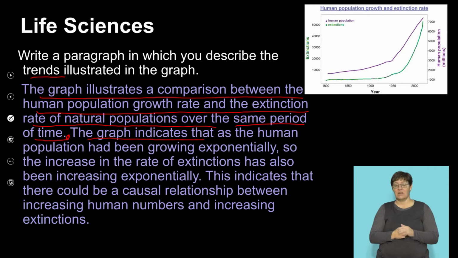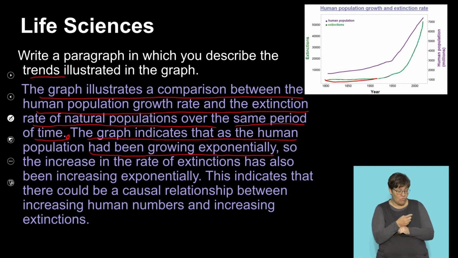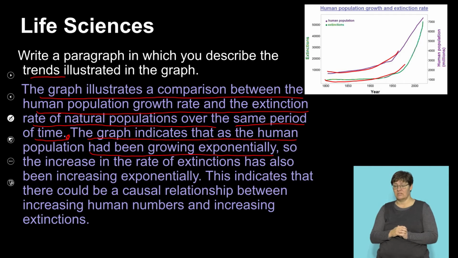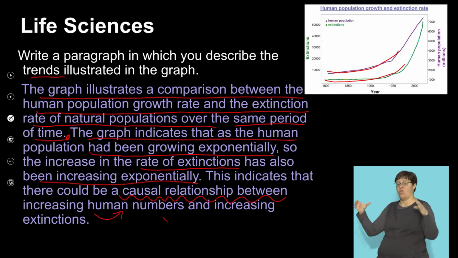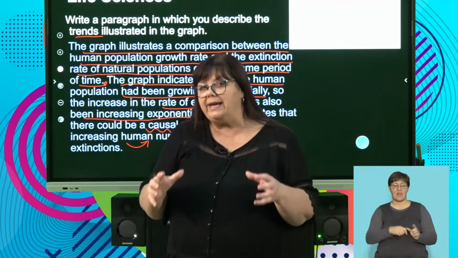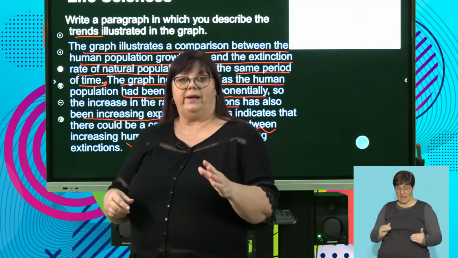The graph indicates that as the human population has been growing exponentially, we see that the extinction rate is also increasing exponentially. So this indicates that there could be a causal relationship between the increase in human numbers and the increase in extinctions. So we've described the trend. The trend means what is the pattern? As one increases, so is the other one increasing.